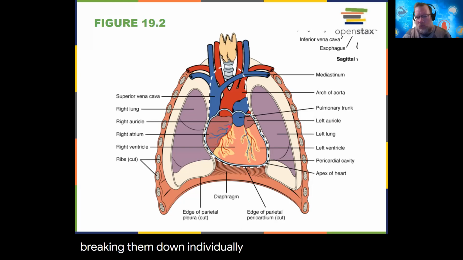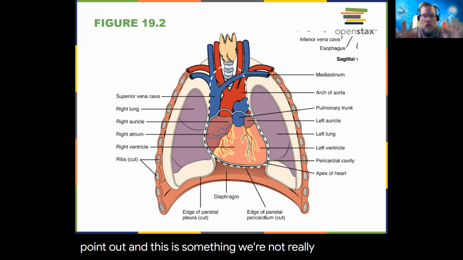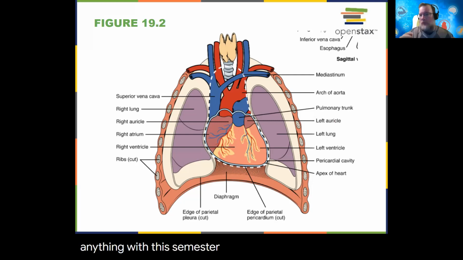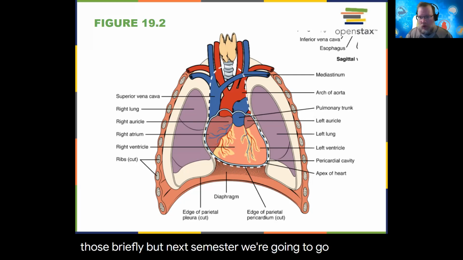The other thing I wanted to point out, and this is something we're not really going to do anything with this semester. It's not in our objectives from WIDS, it is in our objectives in advanced. And that has to do with what we call the coronary circuit, the heart or the cardiac circuit. So you can see there are blood vessels around the heart. This is how the heart gets fed. Makes sense, right? We have to feed the pump. So the heart muscle has its own network of blood vessels. We'll look at those briefly, but next semester we're going to go through how the heart gets fed.